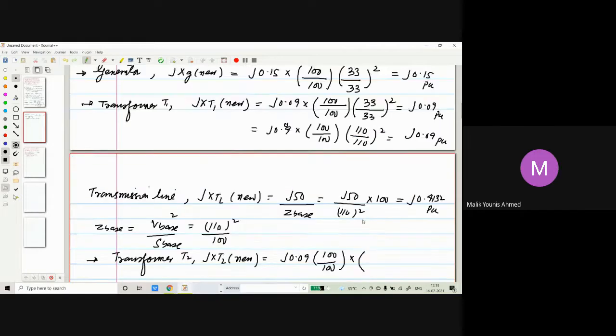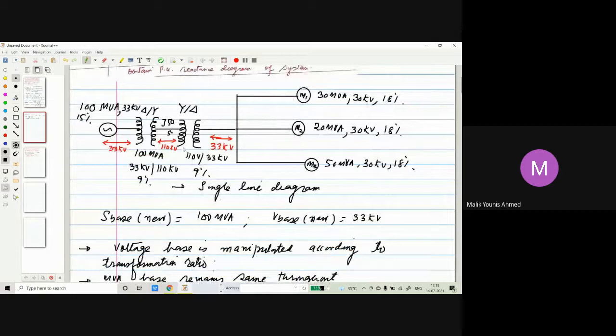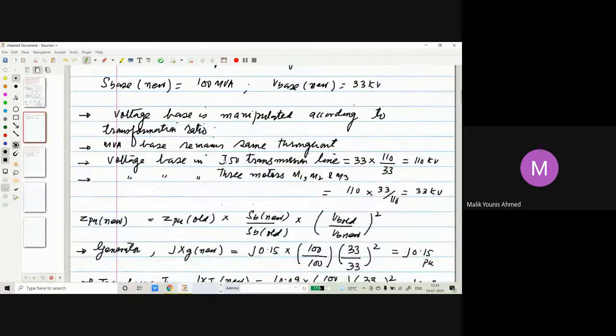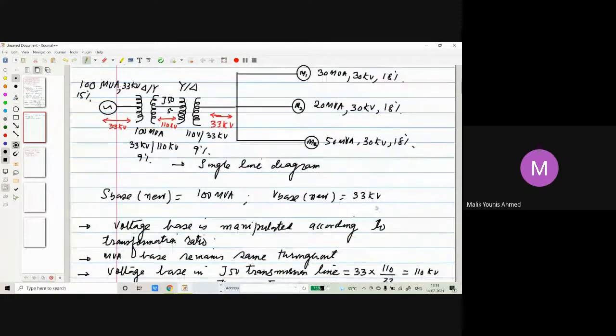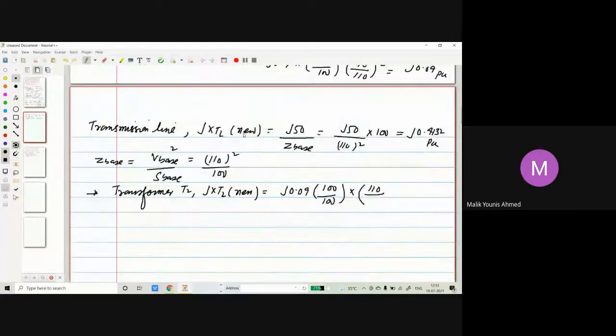So V base old on the primary side of the T2 transformer is 110, divided by the base value on the primary side of the T2 transformer, that is 110 again. So that will be 110 whole square, which comes out to be again J 0.09. Now if we use the same on the secondary side, 0.09 is going to remain the same, 100 by 100, S base new over S base old.